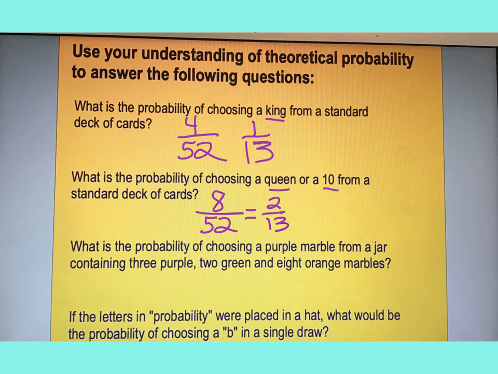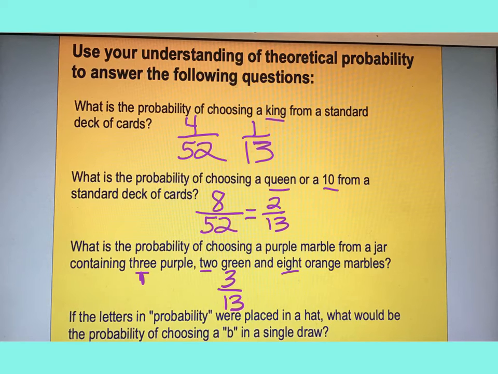All right, so the first thing you should have done is figure out how many are there in all. You have 3, 2, and 8, and that adds up to 13. And then the top answers your question. How many chances of getting a purple? Well, you can see there's 3 of them. So your probability is just 3 out of 13.